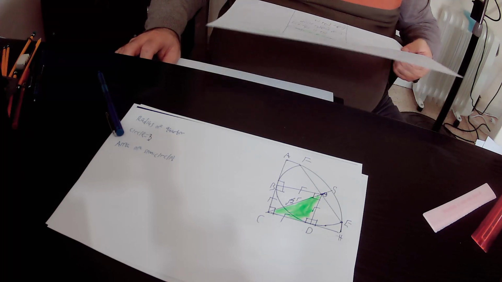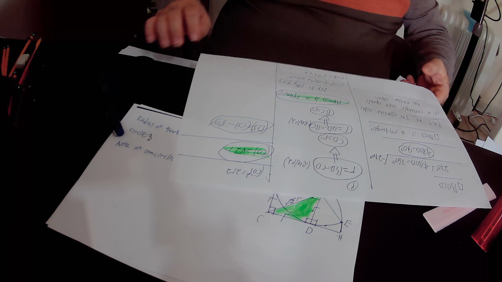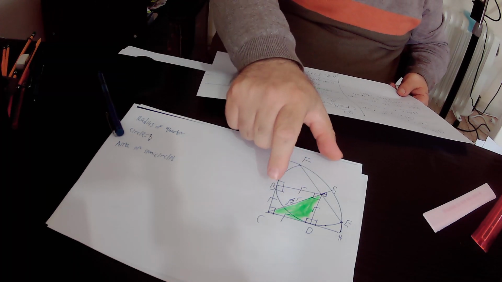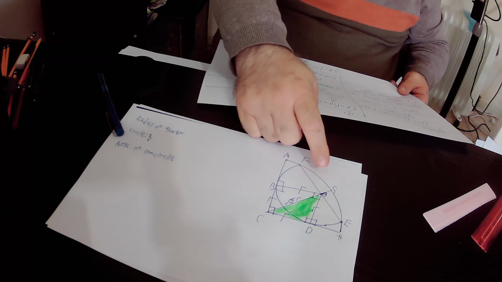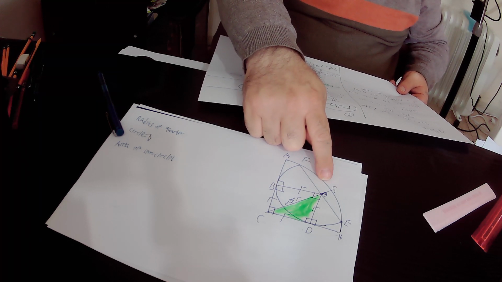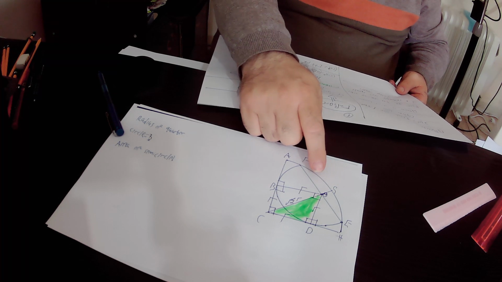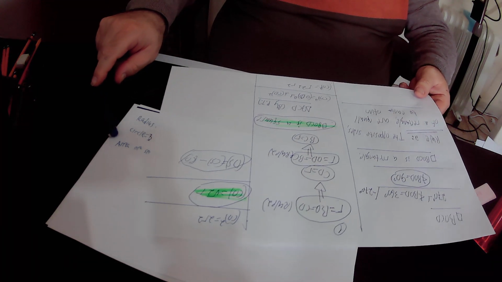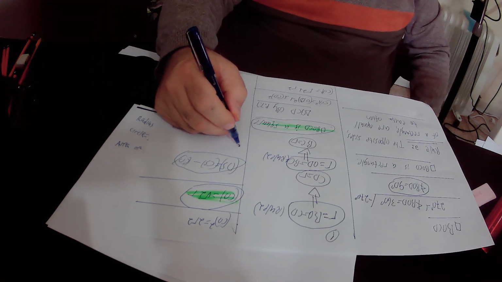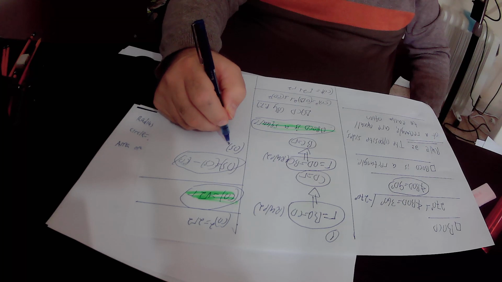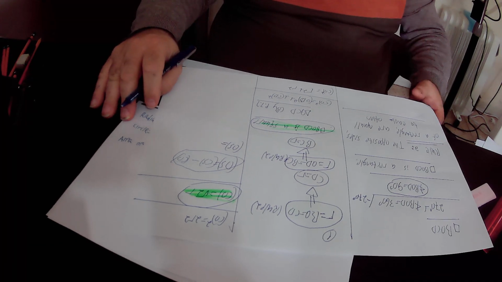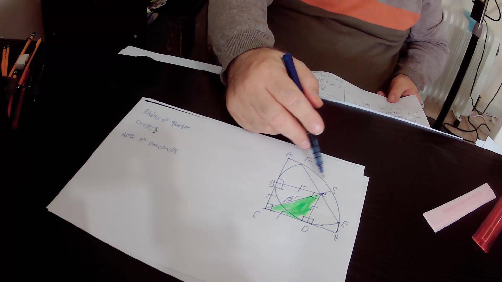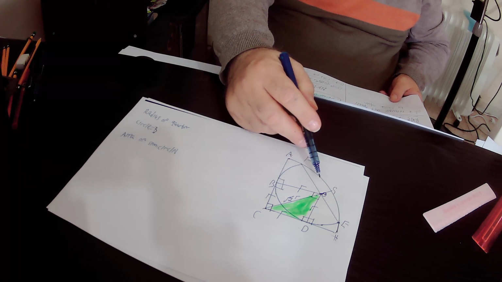The length of line segment CS equals the length of line segment OS, this small line segment, is equal to CS minus CO. Okay, so OS equals CS.